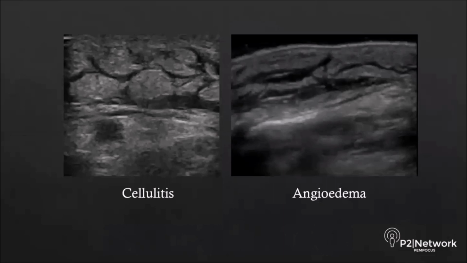So with cellulitis, you see cobblestoning. With angioedema, you see bands of edema. So they may look similar, but just remember that cellulitis really does look like cobblestoning, but with thickened skin. And with angioedema, you just see linear lines.